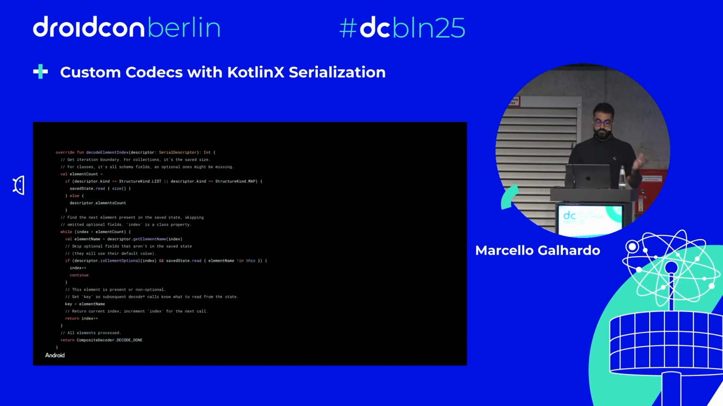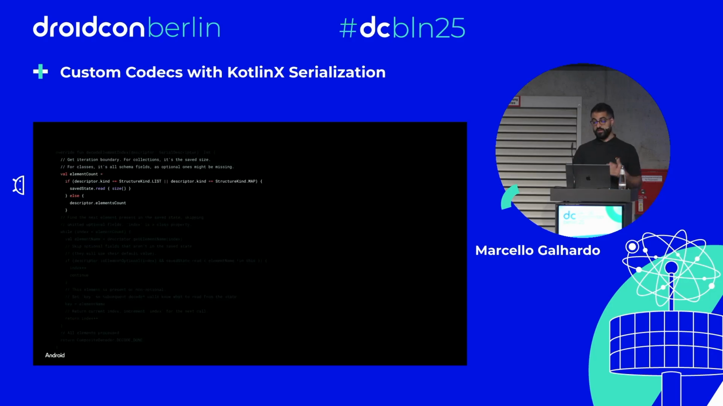And this is the decode element index of the decoder. It's a bit longer and a bit more complicated than the encoding one. First, we need to decide how many elements we want to check while we are decoding. For lists and maps, we're going to use the SavedState size. For classes and objects, we use the schema size because optional fields might be missing when we are saving this data.